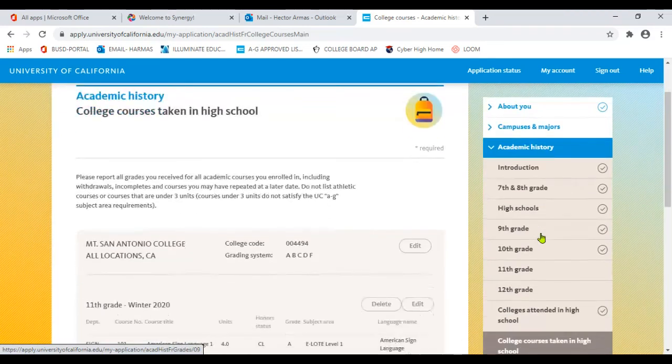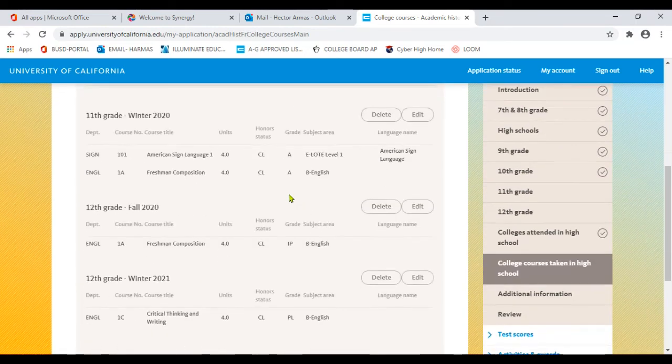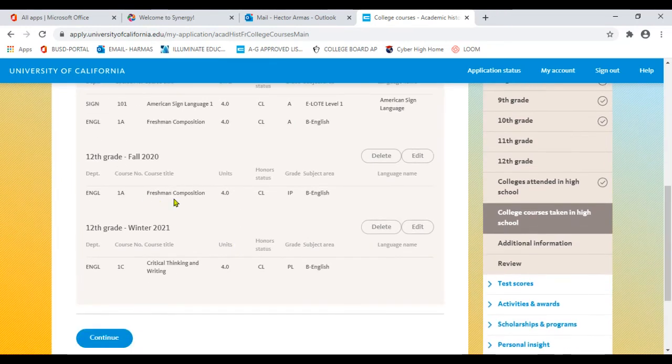Okay, so with the planned courses, I'm going to take you now to 12th grade because if you notice here, it shows that the student completed American Sign Language and freshman composition. The student already got grades. And then in the 12th grade, the student is taking freshman composition. It's in progress with the IP. And then for second semester, the student is taking critical thinking and it's planned. Okay. That's what you're going to do also in the 12th grade year.